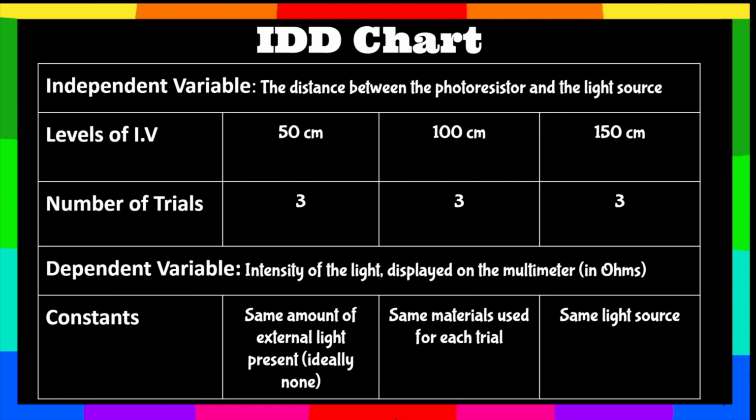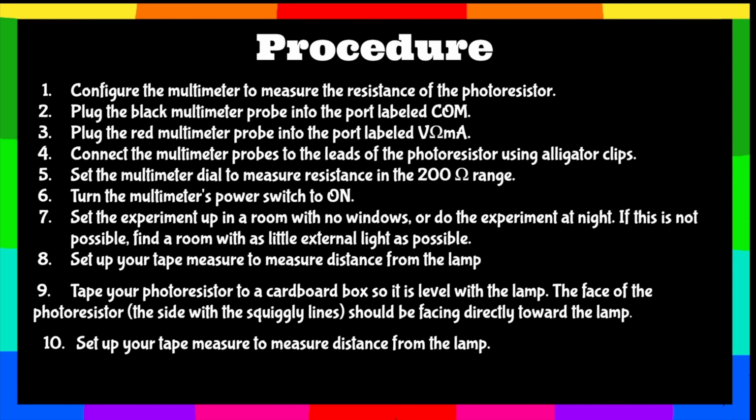Our dependent variable was the intensity of light, which is displayed on the multimeter in ohms. Our constants were the same amount of external light present, ideally none though because it would affect the outcome of the project. We also used the same materials for each trial and the same light source.